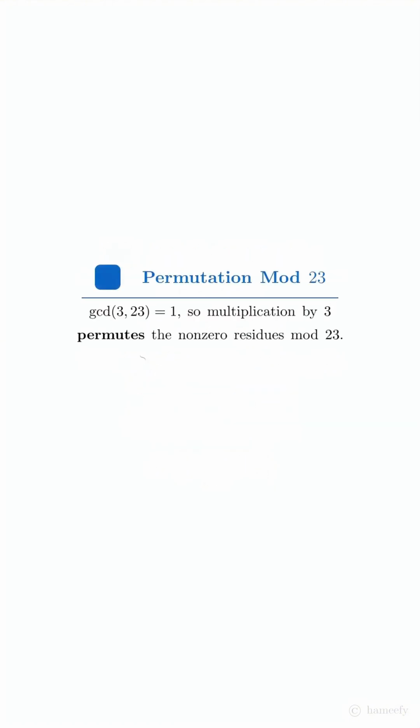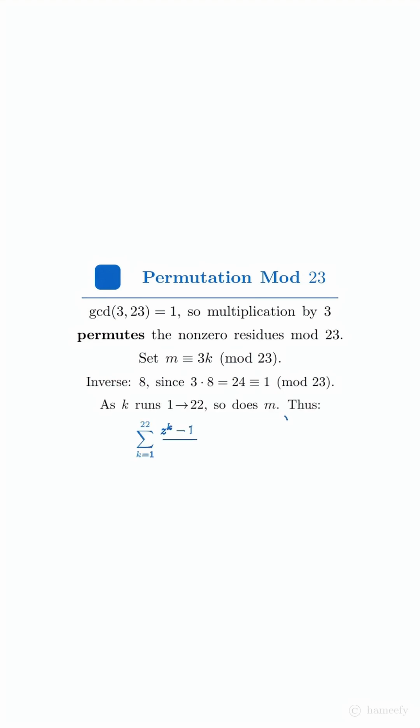Here is the crucial step. Since the greatest common divisor of 3 and 23 is 1, multiplying by 3 is a bijection on the non-zero residues modulo 23. Set m congruent to 3k mod 23. The inverse of 3 modulo 23 is 8, because 3 times 8 is 24, which is congruent to 1. As k runs from 1 to 22, so does m. Substituting k equals 8m gives the rewritten sum on the right.